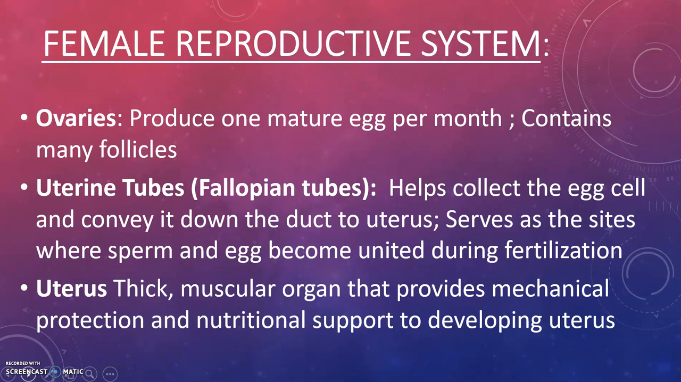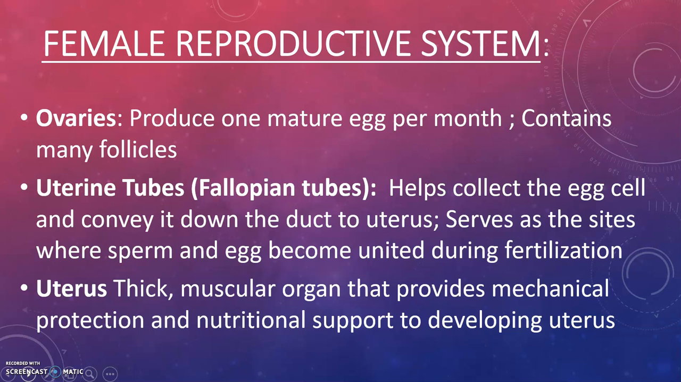All right, so the female reproductive system is only one slide to go through. We talk about ovaries. The ovaries is what produces one egg per month. The ovaries are kind of enclosed in a tough protective capsule, and it's going to contain follicles. Now, follicles are going to contain egg cells that are surrounded by layers. Those layers nourish and protect the developing egg cell.